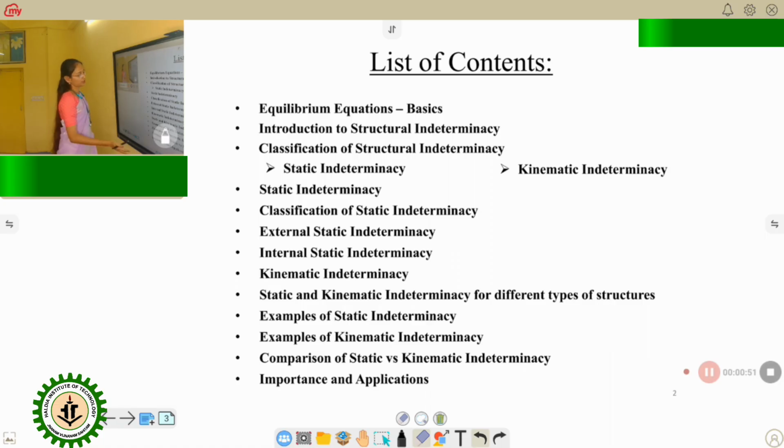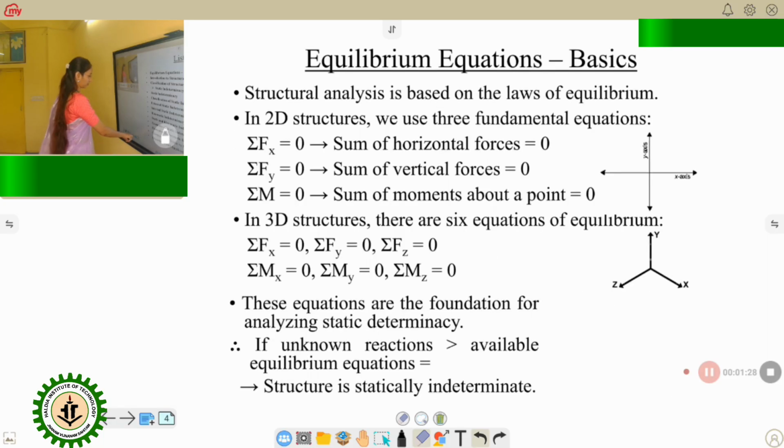Thereafter, the lecture includes static indeterminacy, its classification, and the details of the classification, then kinematic indeterminacy and the different types of structures, how they are affected, and how the calculation of static and kinematic indeterminacy is done for different types of structures. Thereafter, some examples of each type of indeterminacy are discussed, and at the last, the comparison of both is done, and more. After that, the importance and application of the same is also discussed. So let us go through the next topic.